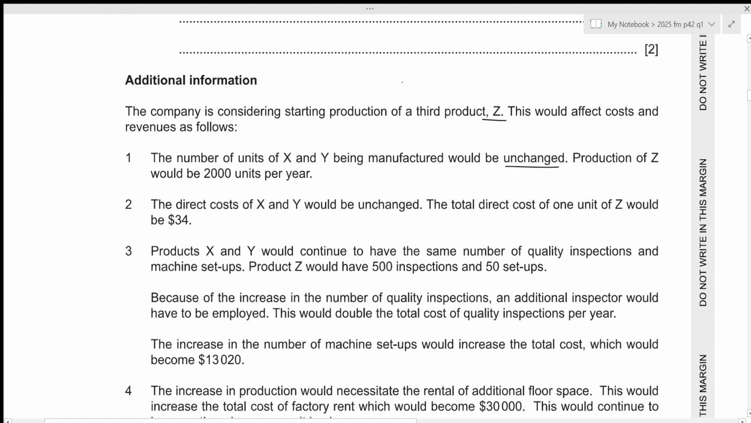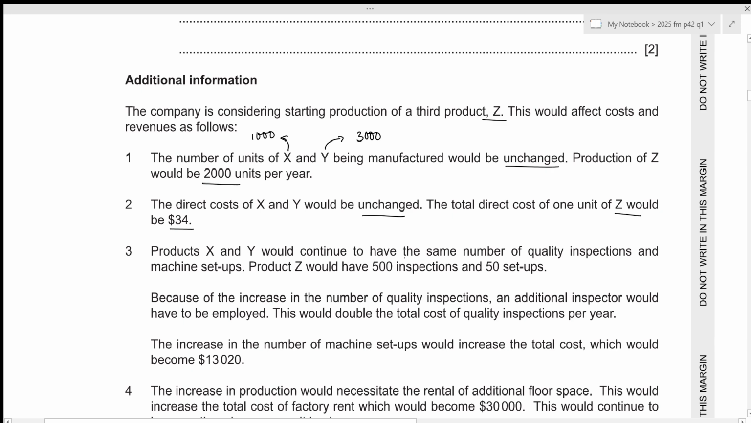Let's write it down. So for X, it will be 1,000. For Y, it will be 3,000. Then production of Z would be 2,000 units per year. Then the direct cost of X and Y would be unchanged. So we can still refer back to the same direct material cost per unit as well as the direct labor cost per unit. The total direct cost of 1 unit of Z would be 34. This is the total direct cost, which means that this is a combination of the direct labor per unit as well as the direct material per unit.